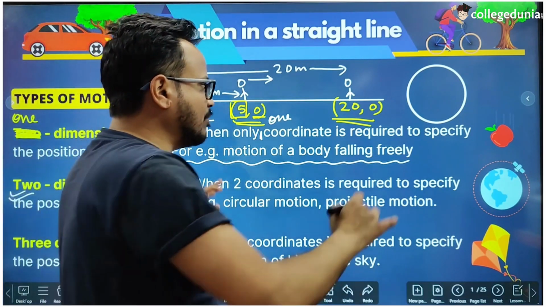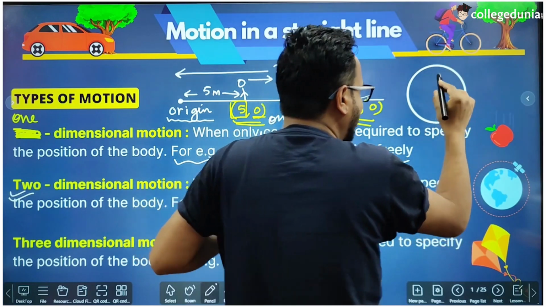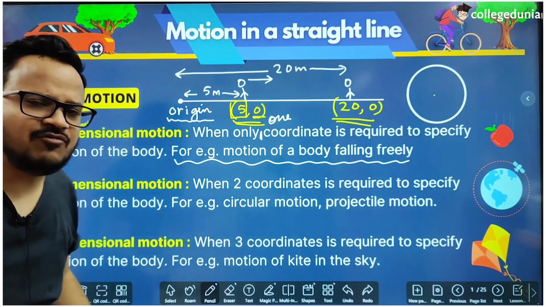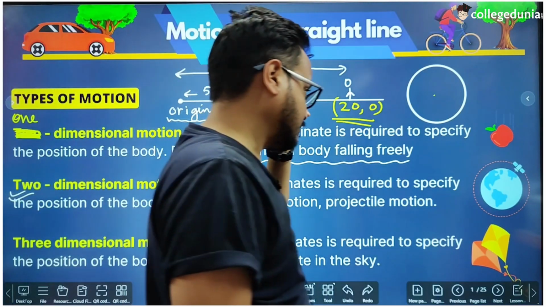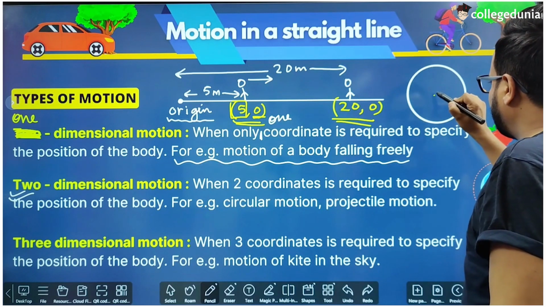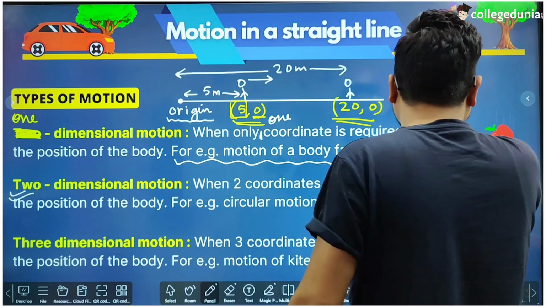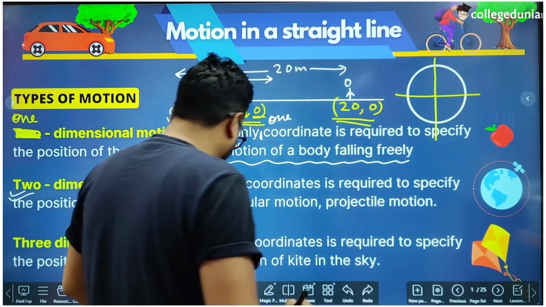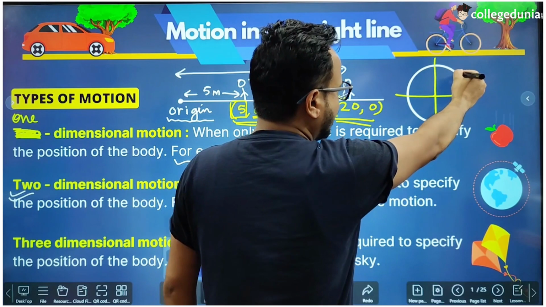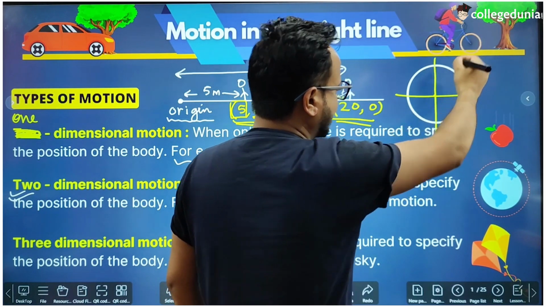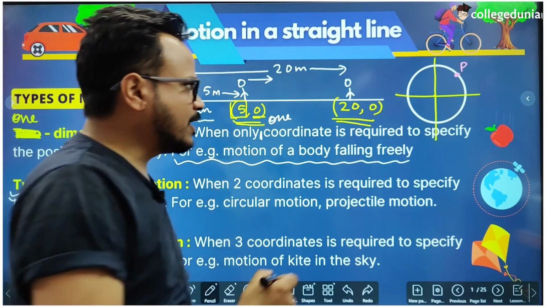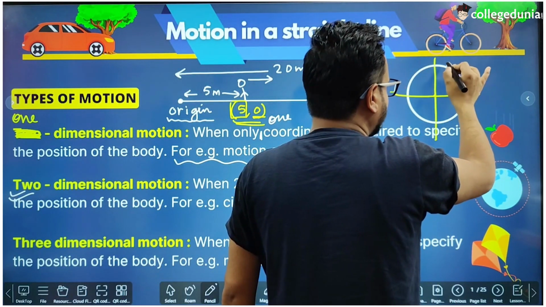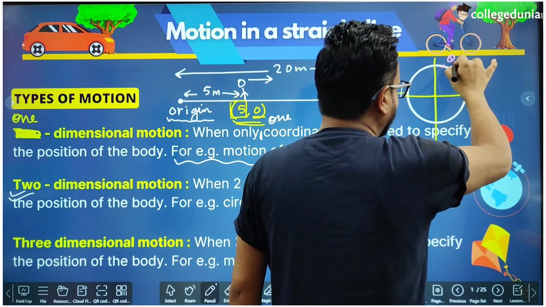Suppose a body is moving in a circle in this way, and we take origin as this point, which is the center of the circle. We can take origin as any fixed point, right? Understood? Okay. If we take origin as the center of this circle, and this is our x-axis and this is our y-axis, and at any instant of time t1, suppose this body is here at this point P.